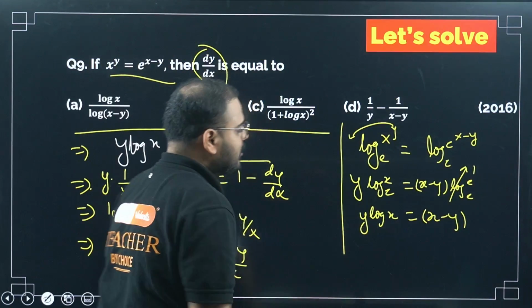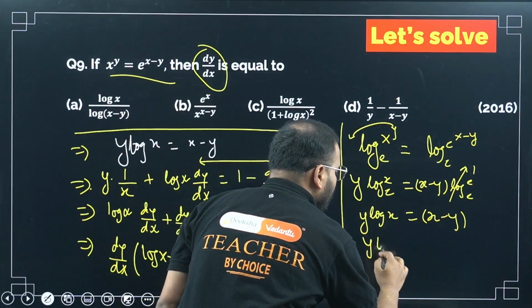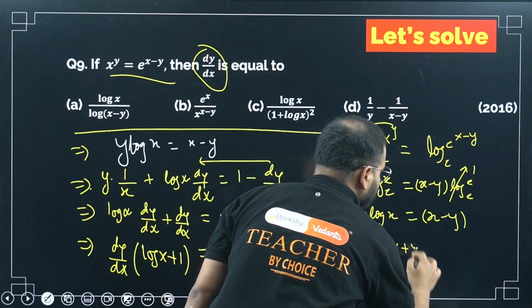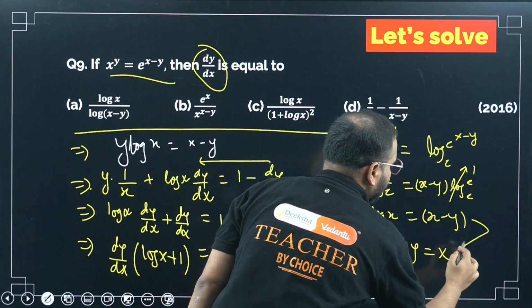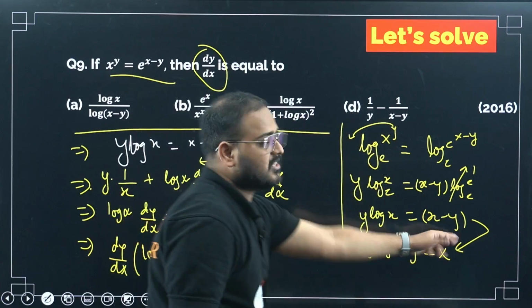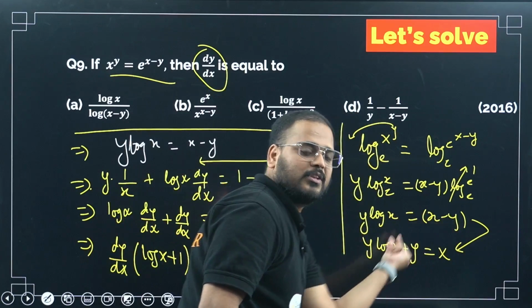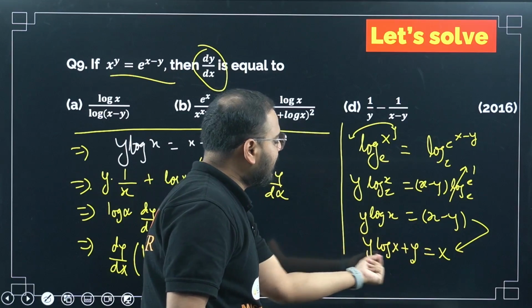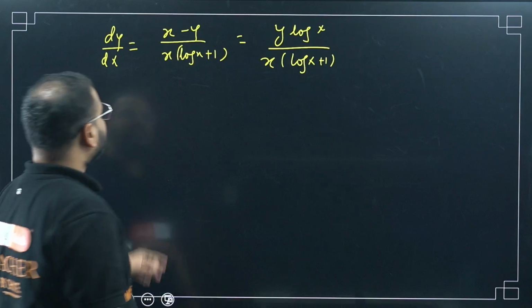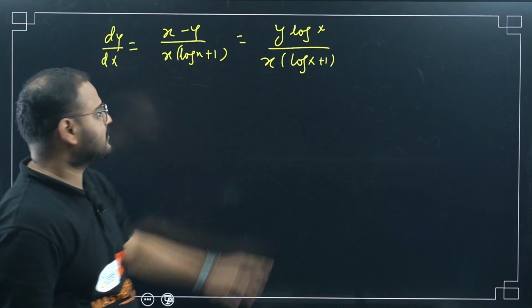What is the x value? Simply y log x plus y. This is my x value, from here. I've taken this y to this side, negative y on this side becomes plus y. So x is nothing but y log x plus y. I can rewrite in place of x like this.